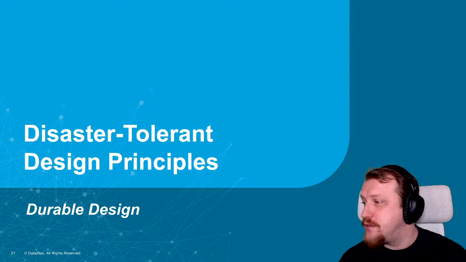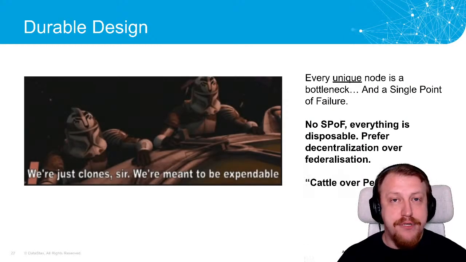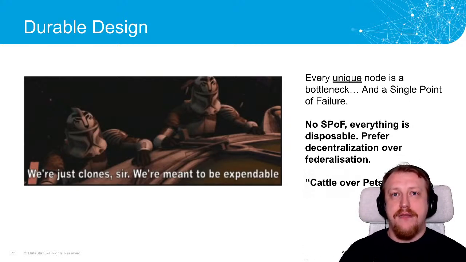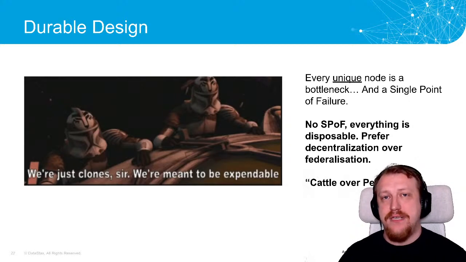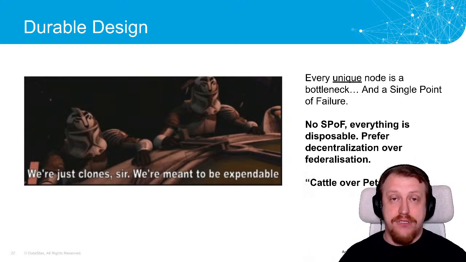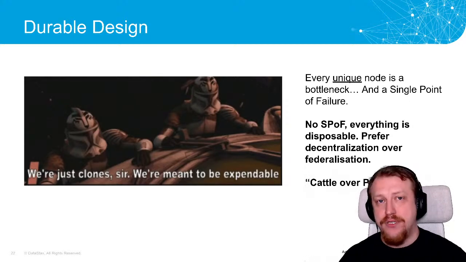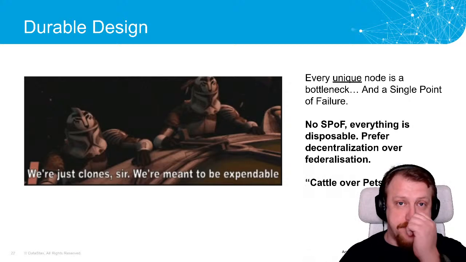Durable design. Some more things to cover. Very important to remember: those services meant to be expandable, and those services meant to be replicable. And that's very important. Every unique service in your ecosystem is the bottleneck and the single point of failure. So you always have to remember the points of failure. Every part of a system must be expandable, replicable, and as stateless as possible.